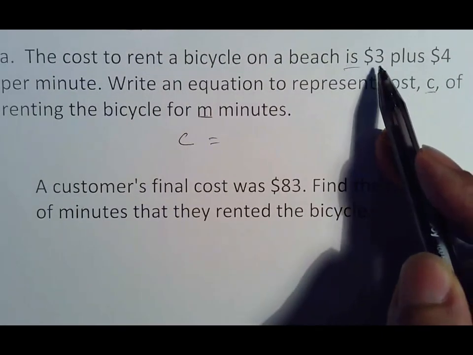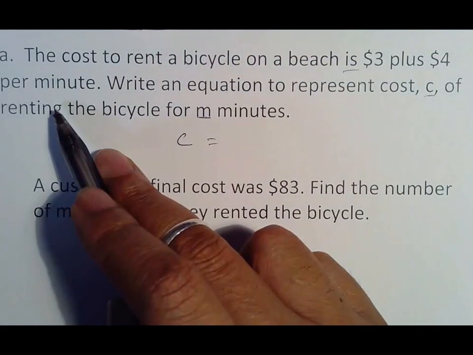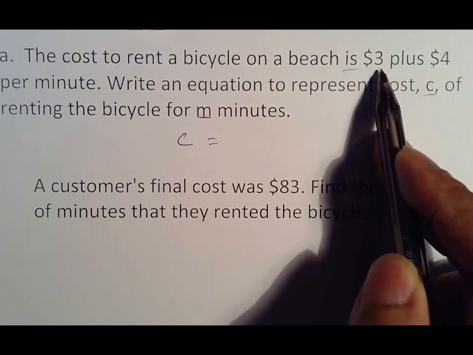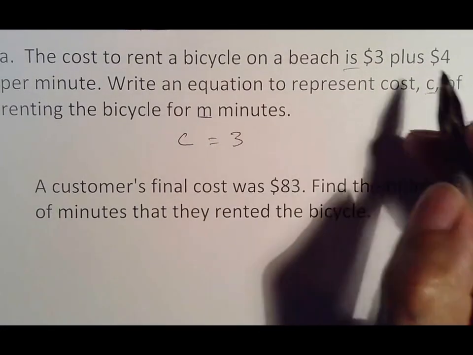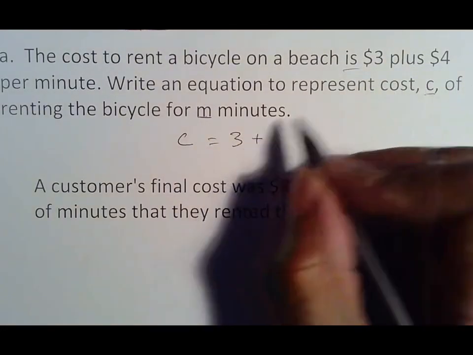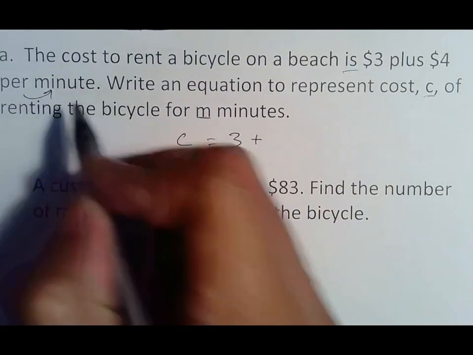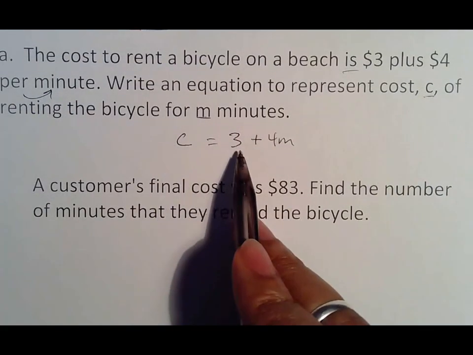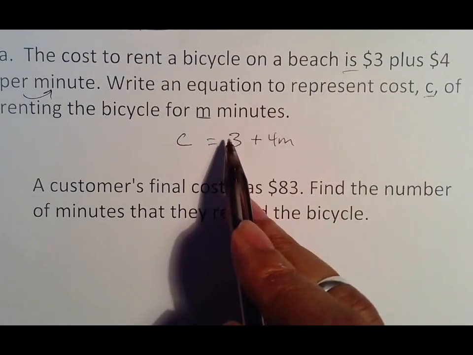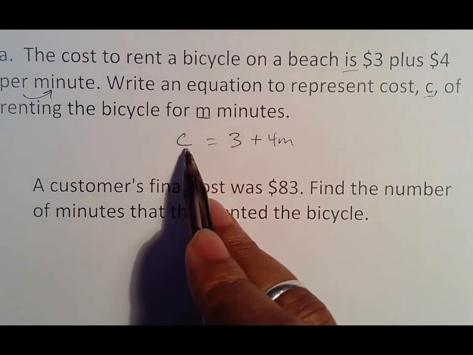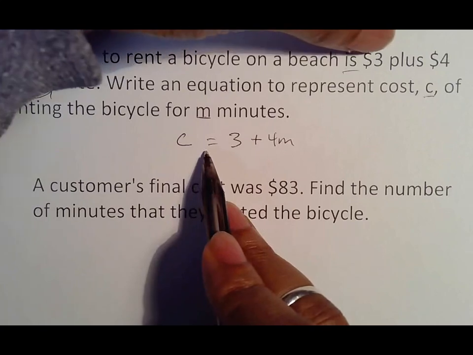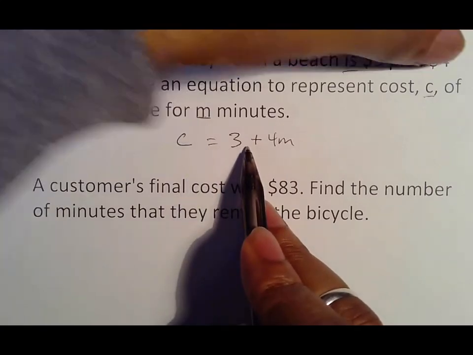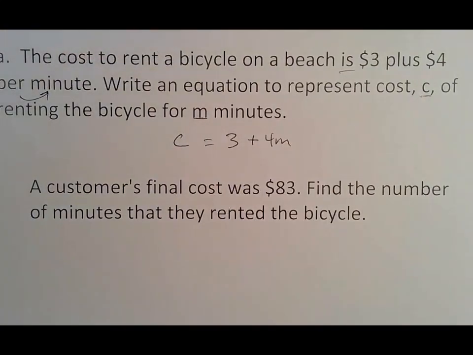Now we get to this: $3 plus $4 per minute. Notice that 3 is not attached to the word per, so we just get a regular 3. Plus, which means put a plus sign, $4 per minute, and there's my 4m. So again, the cost is $3. Read it again as I do this, and then kind of look back. The cost is $3 plus $4 per minute, which is where you get your 4m.